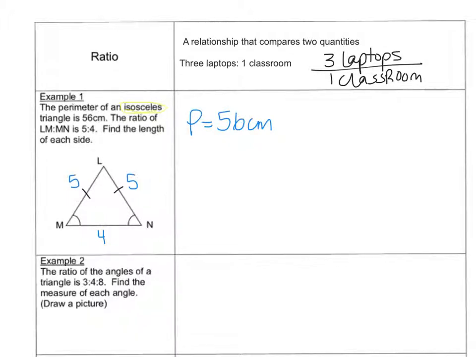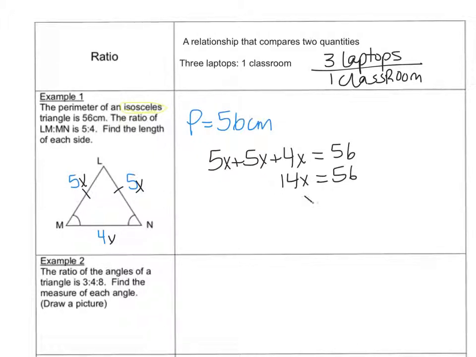What could the multiple be? Well, when we don't know what that mystery value is, we might as well just put an x here. That means that 5x plus 5x plus 4x, if I added those values together, that would give us our perimeter of 56. But we don't know what that multiplier is. That means that 14x equals 56. And if you were to divide by 14, you would get x equals 4.